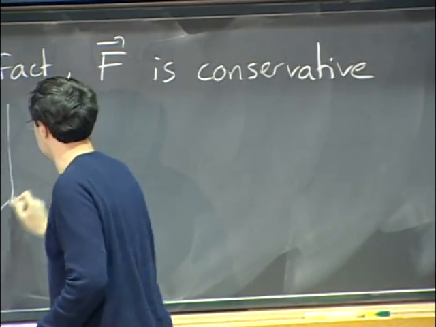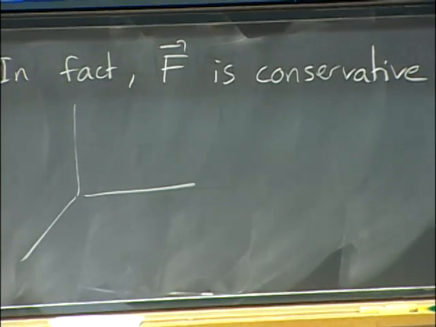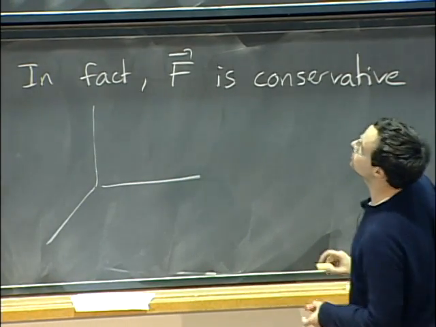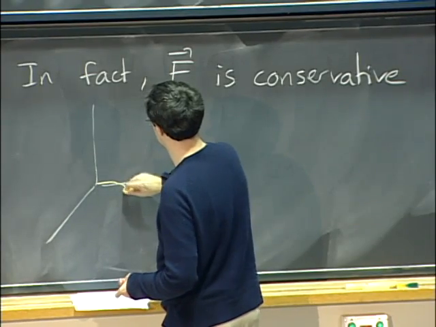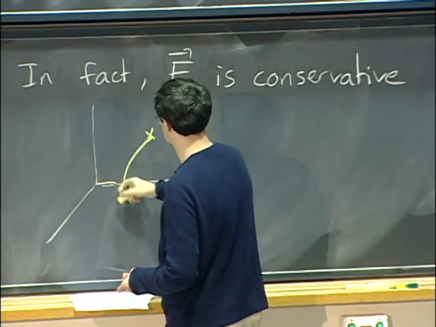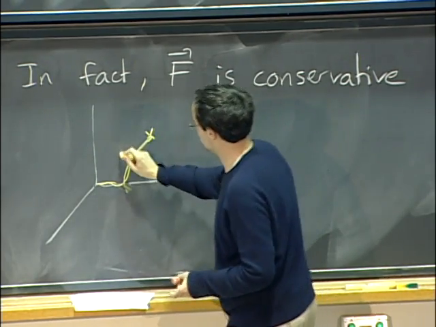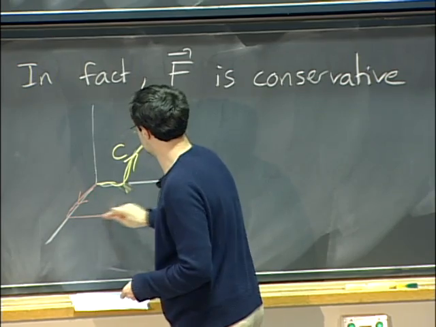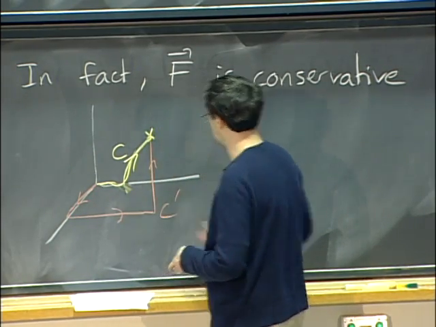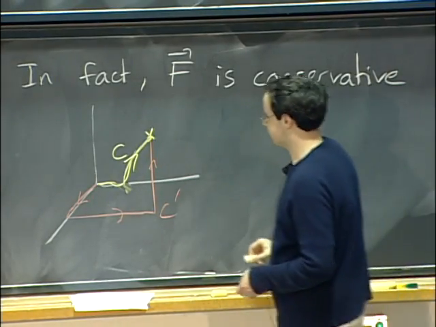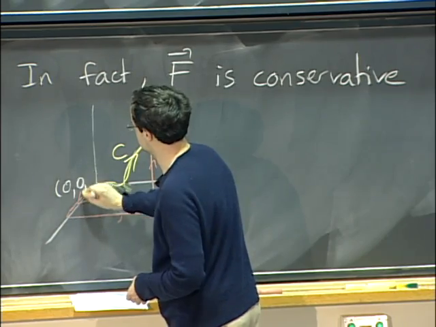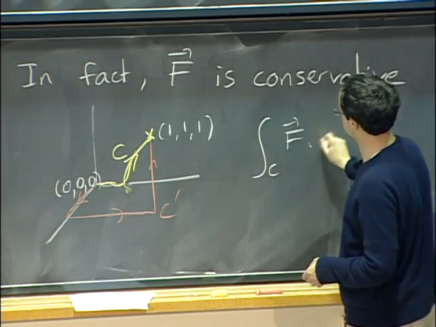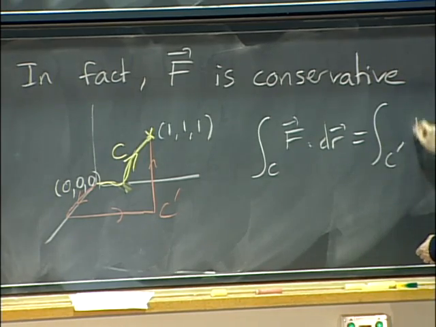And if you plot the 2 curves together, so, well, I'm not really sure if I know how to plot this correctly, but it's not exactly how it looks. Okay, whatever. So the first curve C goes from the origin to this point, and so does C prime, just in a slightly more roundabout way. So they both go from the origin to 1, 1, 1. So it's not a surprise that you'll get the same answer for both line integrals.